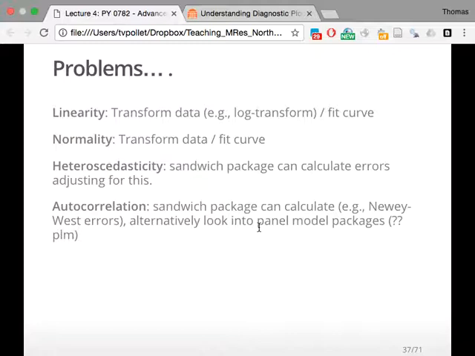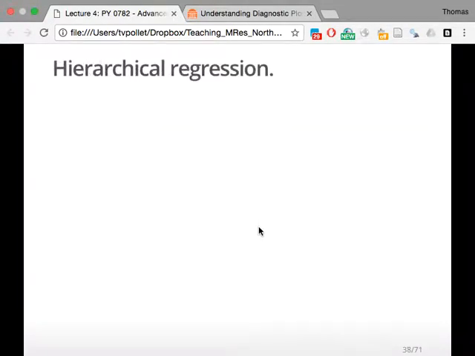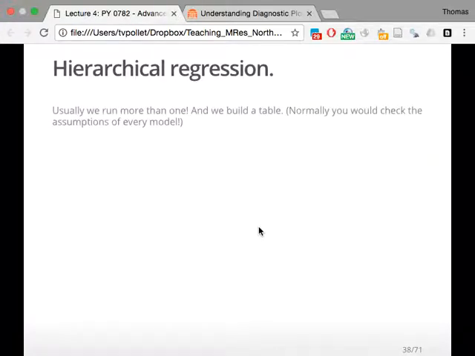Also, you can read the exercise and read more about the packages. So now we've got problems, and I've given you some tips as to how to avoid them. Now often you won't just run one regression, but you will run a series of regressions, and you will have hierarchical regression models. In principle, you should run your checks for every single model in between, but sometimes people only do it for the last model.